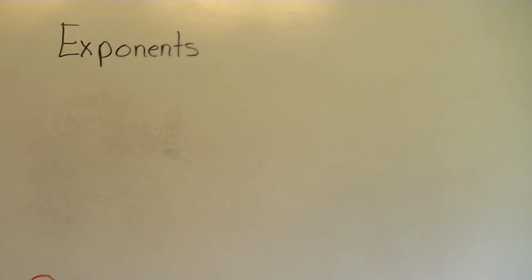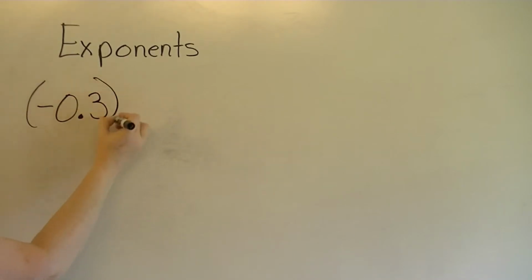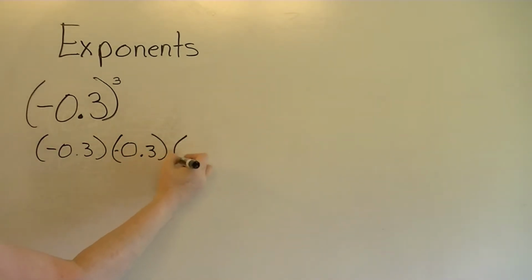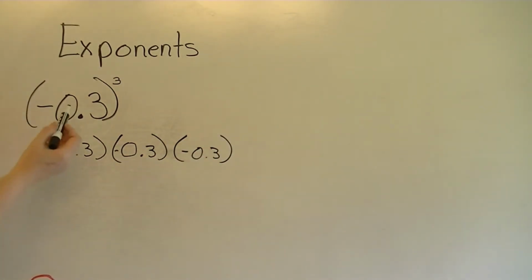Let's look at another one. Let's say that you had negative 0.3, and we'll cube it. This means that you have negative 0.3 times negative 0.3 times negative 0.3, and each one of those is negative because I have to write what's inside 3 times.